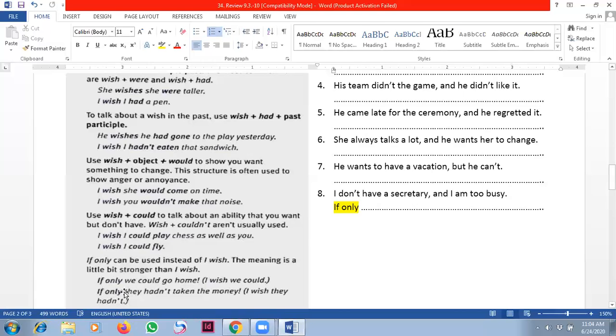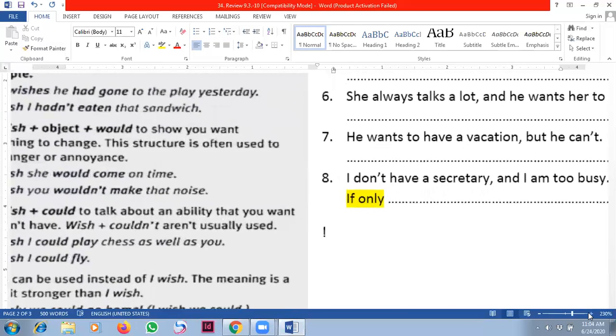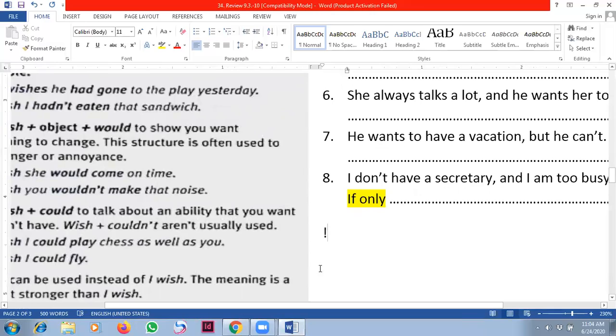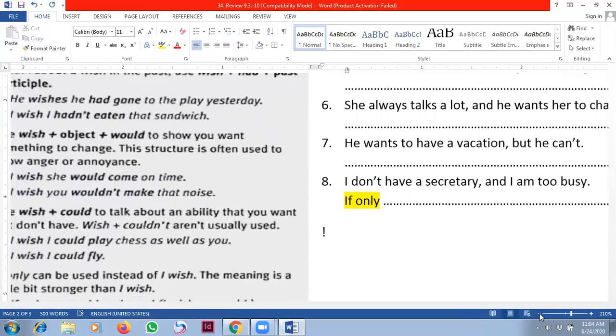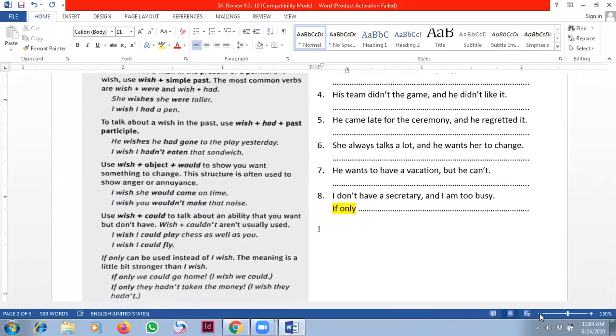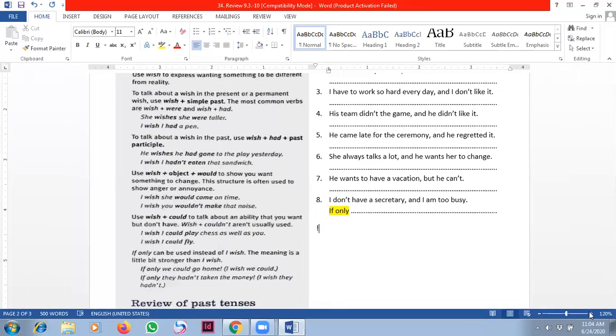If only, this is the marker, and then this is the conditional sentence. They hadn't taken the money. Stop. And you see here is an exclamation mark. This is an exclamation mark. You see that? Exclamation mark. All right, now let's see the exercise.